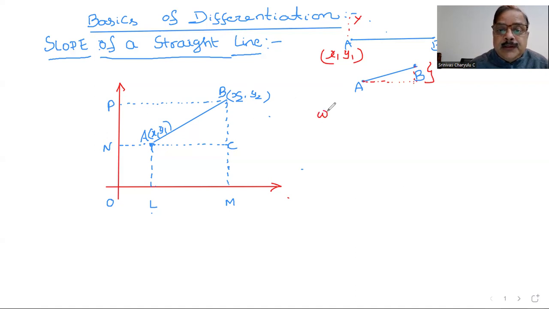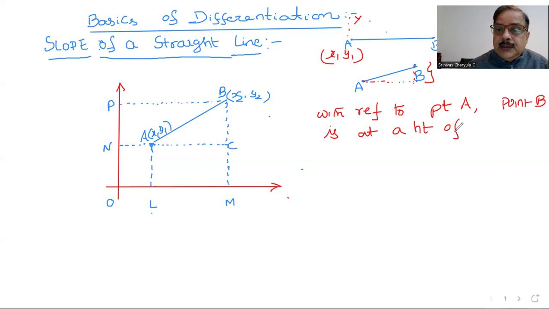So, with reference to point A, point B is at a height of what height it is now? BC. This is the height now. So what is the value of BC then? I want to know what is the value.